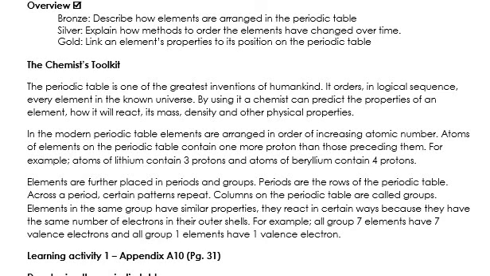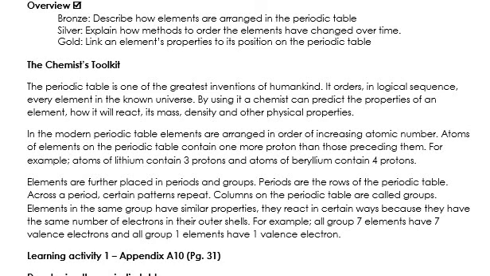A chemist's toolkit. The periodic table is one of the greatest inventions of humankind. It orders, in logical sequence, every element in the known universe. By using it, a chemist can predict the properties of an element, how it will react, its mass, density, and other physical properties. In the modern periodic table, elements are arranged in order of increasing atomic number. Atoms of elements on a periodic table contain one more proton than those preceding them. For example, atoms of lithium contain 3 protons, and atoms of beryllium contain 4 protons.